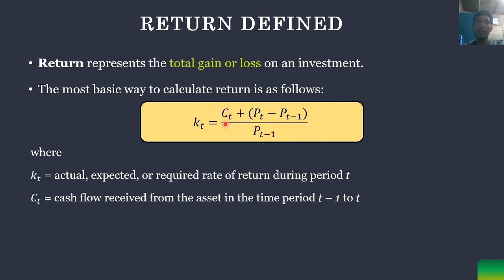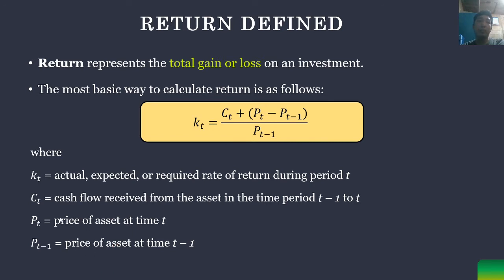Okay? So the cash flow received from the asset. So bigyan ko kayo ng example. Kung ito ay stocks, most likely ano yung cash flow na nare-receive natin from the asset? Dividends. Okay, kung yan ay bonds, ano naman yung cash flow na nare-receive natin from the asset? That is interest. Okay? And then we have add the price of asset at time T, okay, less the price of the asset at time T minus 1 or yung previous period's price.